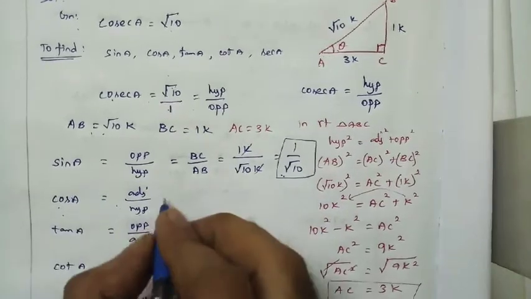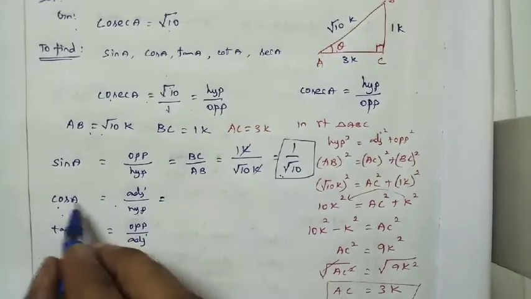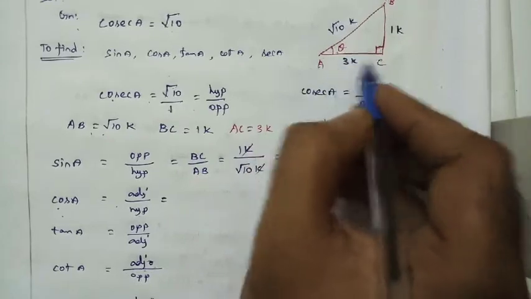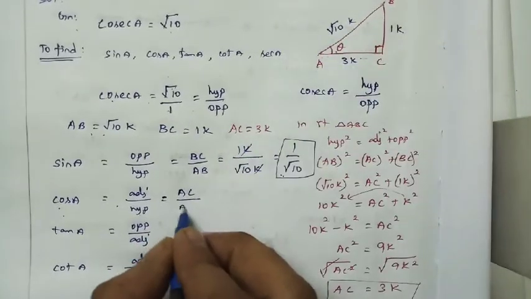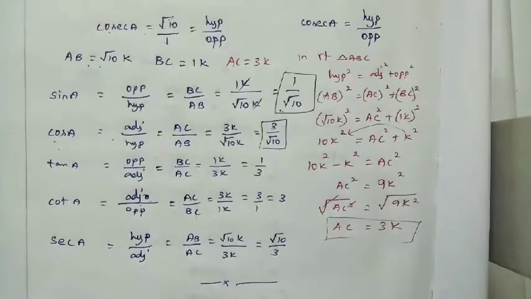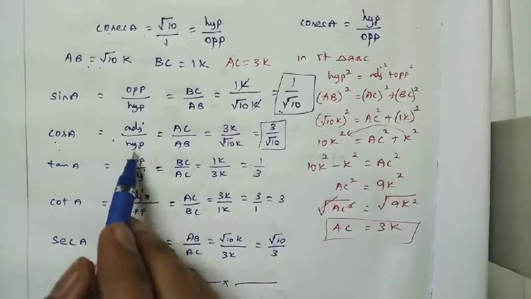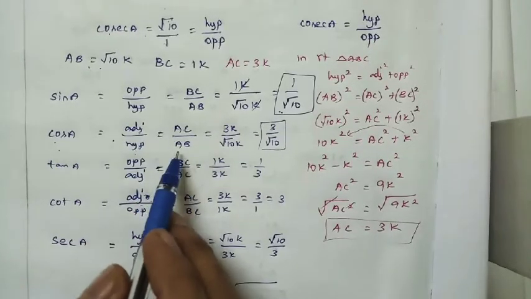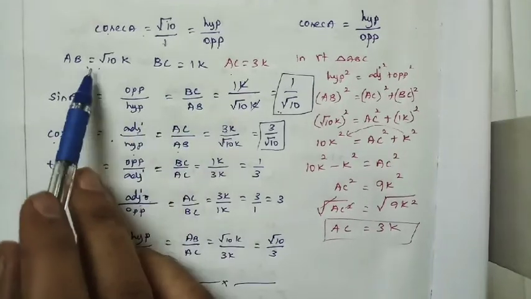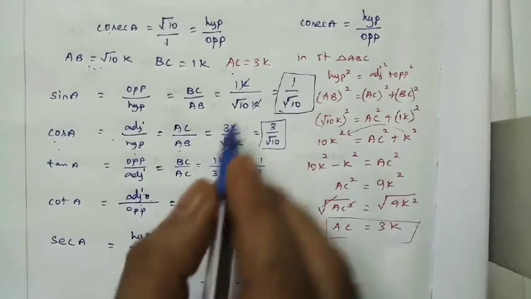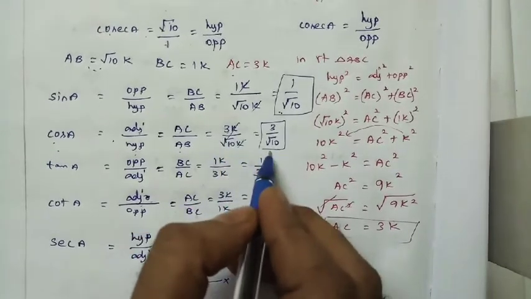Next, cos A. Cos A is adjacent by hypotenuse. What is the adjacent side? AC divided by AB. What is the length of AC? AC is equal to 3k and AB is equal to root 10k, right? K will get cancelled. So 3 divided by root 10.